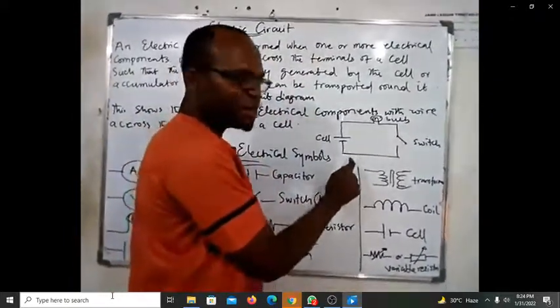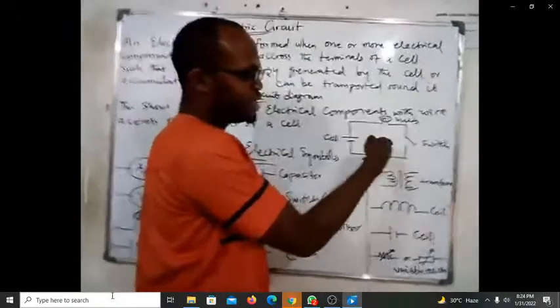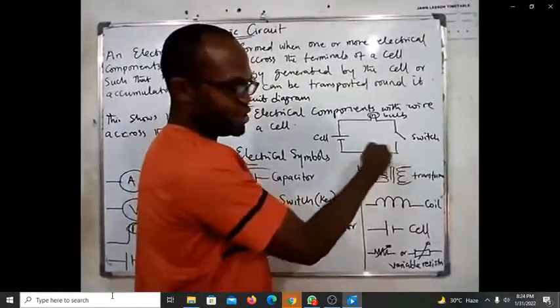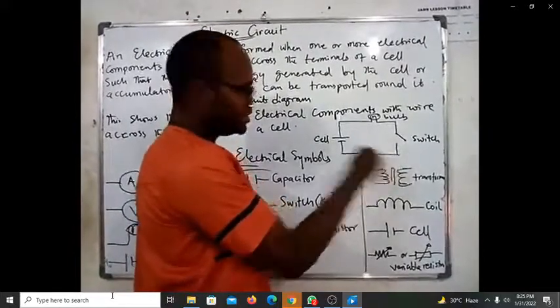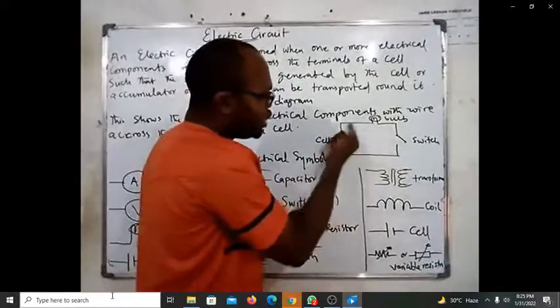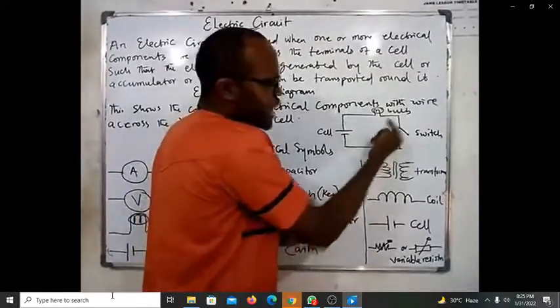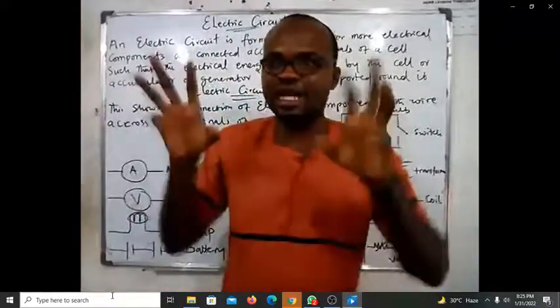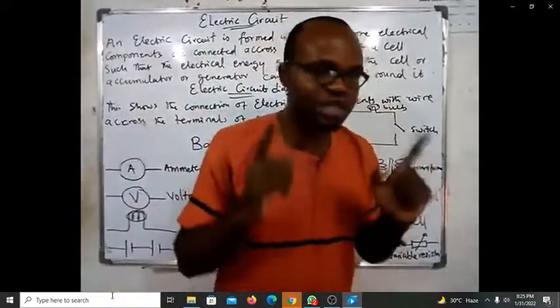So this is an example of electric circuit. Can you see it? What are the electrical components in this circuit? Bulb, switch, bar. There could be resistor. This is a cell. You understand? So whenever you connect these components using a what? Wire. You call it what? Electric what? Circuit.